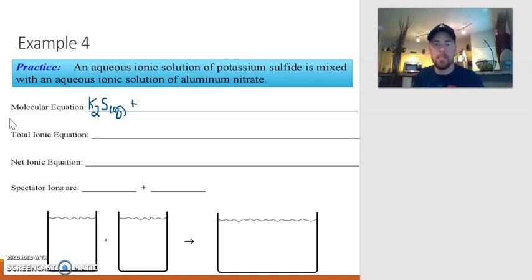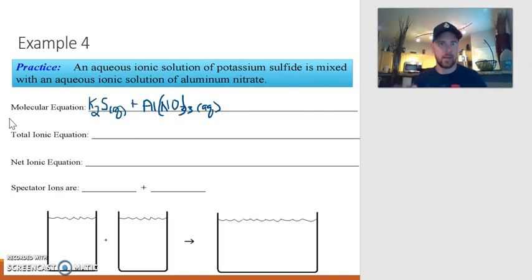Plus, it's going to mix or react with an aqueous ionic solution of aluminum nitrate. So aluminum is Al, and nitrate is NO3. Aluminum is +3, nitrate is -1. So in order to make this written correctly, you've got to put parentheses around the nitrate and put the 3 on the outside there. And once again, we are told that this is also an aqueous solution. Terrible handwriting, but nevertheless, that's written correctly.